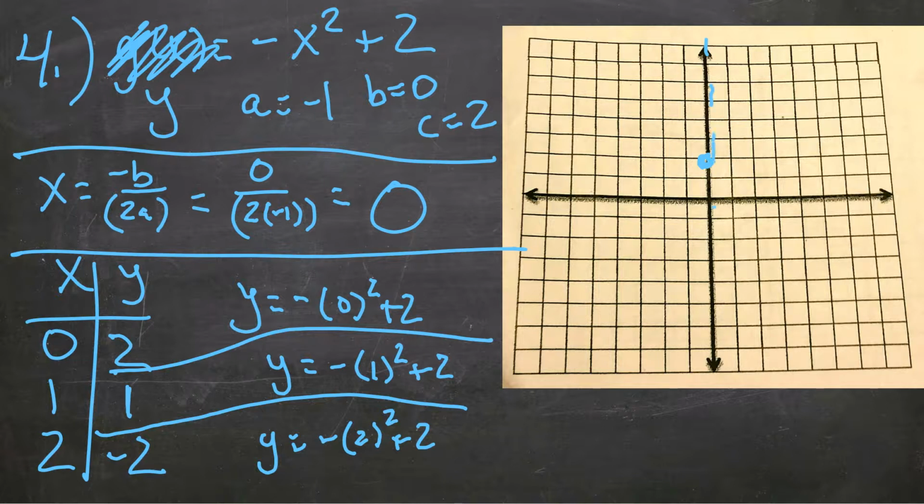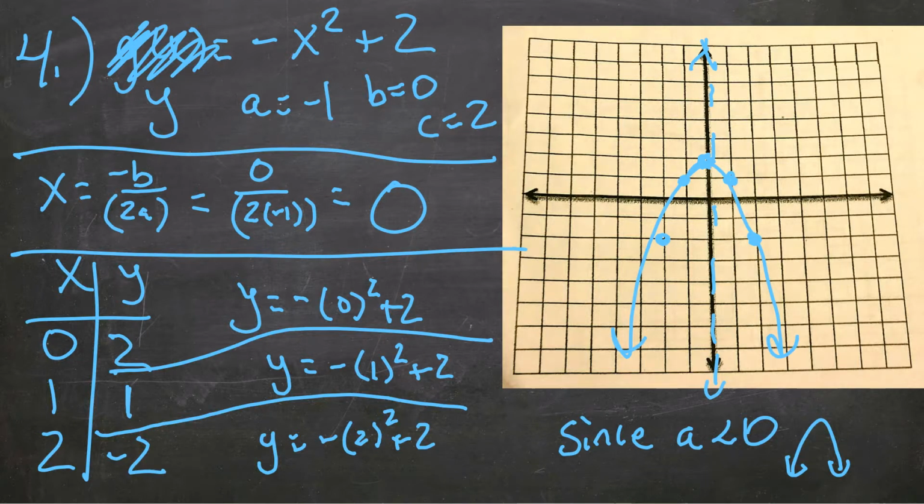So I go 0, 2, put a dot. There's my dotted line going through 0. It's just a coincidence these are going through the middle every time. Actually, it's because there's no B. Go over 1, up 1. Go right 2, down 2. Going to reflect them over, and I have an upside down u, which makes sense. Since a is less than 0, I knew right away I was going to have an upside down u. So that's just a good self-check. All right, that's it for 4.